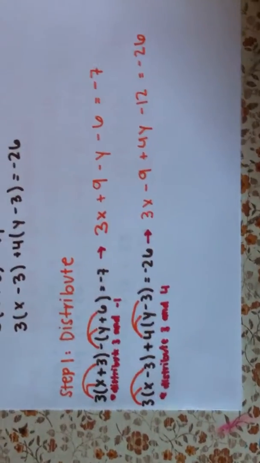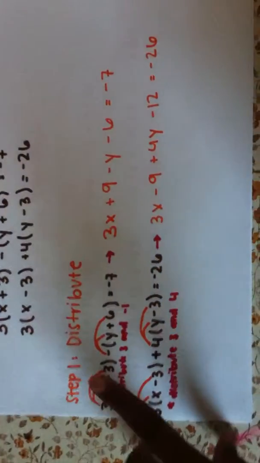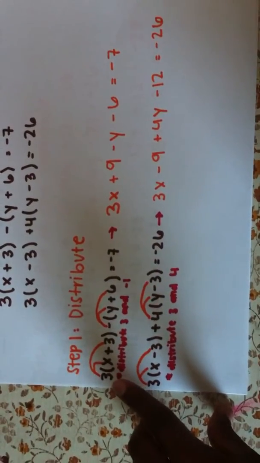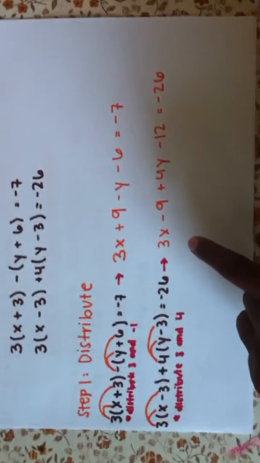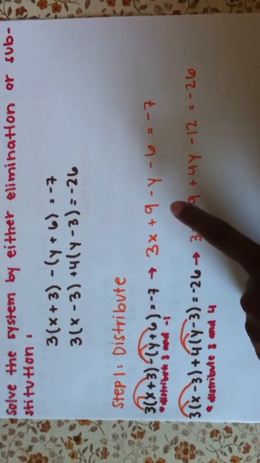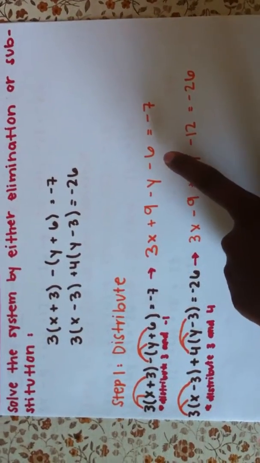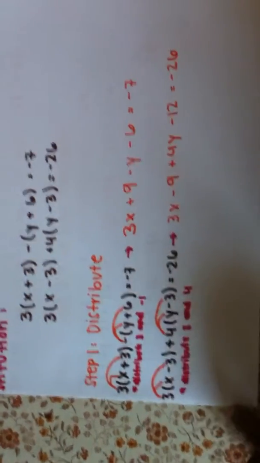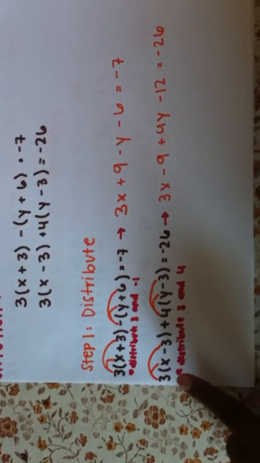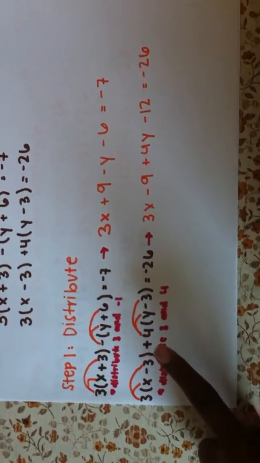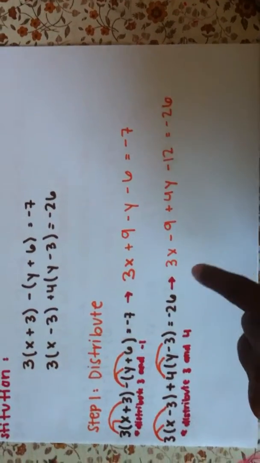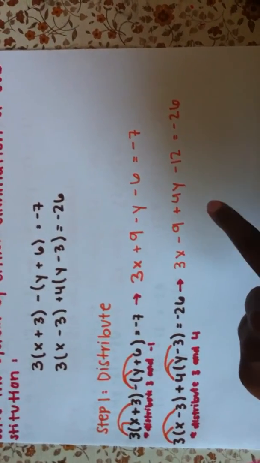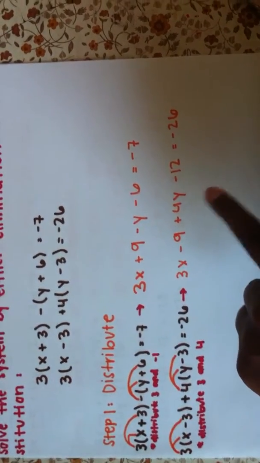So step 1 is to distribute. For the first equation, we have to distribute the 3 and the negative, which is also negative 1. And so we end up getting 3x + 9 - y - 6 = -7. For the second equation, we have to distribute the 3 and the 4. So we end up getting 3x - 9 + 4y - 12 = -26.